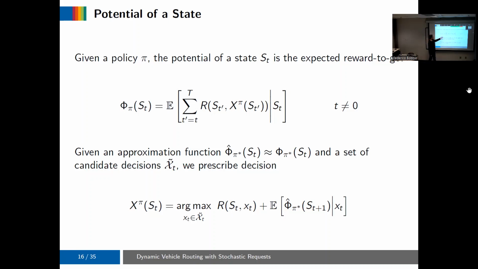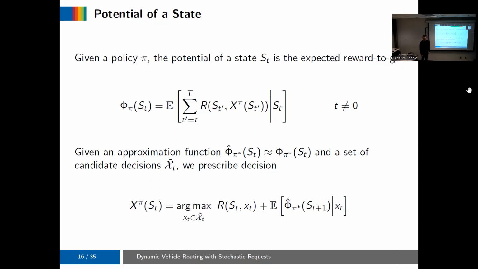And it turns out that if you have a good approximation of this value function, you can generate a set of candidate decisions, which is a subset of X_t, and you can select the decision that maximizes the expected reward.